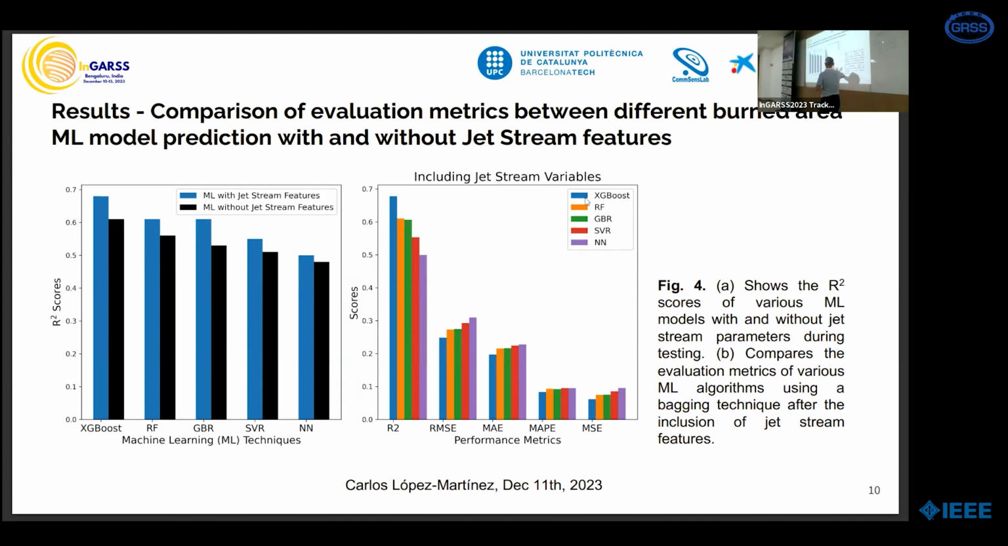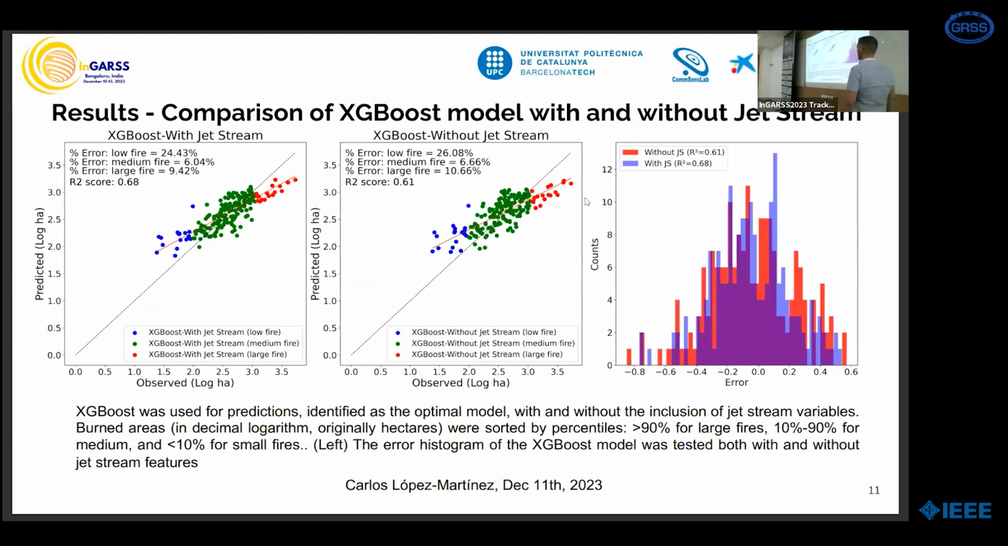We are not really interested in the tool, as I said before. Here you have the five tools, and normally we consider the best one because it gives the best results. Just the final results: we also did a segmentation on small, medium, and large fires. And what we see here is the following. With jet stream, the error in the small fires is very high, 24%, because the fires are very small, so you commit a lot of error. But the important fires are the medium, which are 6%, and the large fires, which is about 9.42%.